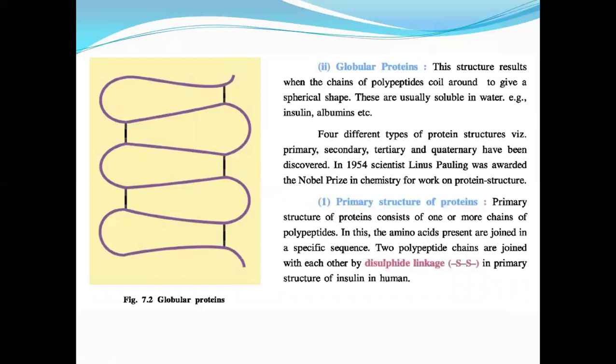Four different levels of protein structure, that is primary, secondary, tertiary, and quaternary, were discovered in 1954 by Linus Pauling. We will study the primary structure of the protein, which forms a disulfide link, that is an S-S bond link, present in human insulin. This is a secretion of insulin in humans, which is important for the body. If there is a lack of insulin in our body, then humans can get the chances of diabetes.